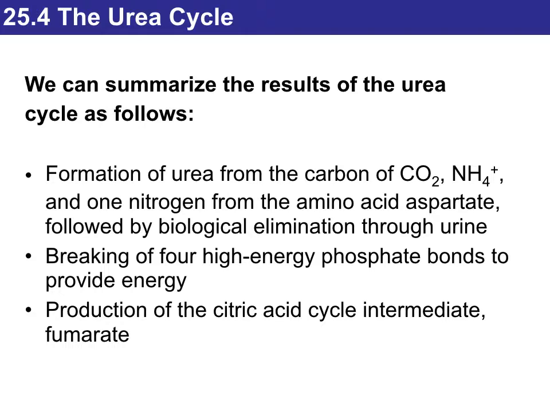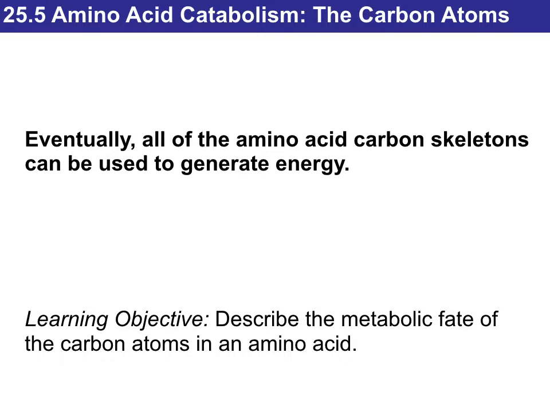Summarizing the result of the urea cycle: formation of urea from the carbon of CO2, carbon dioxide, and the ammonium ion, NH4+, and one nitrogen from the amino acid aspartate, which is then eliminated through urine. Breaking of 4 high energy phosphate bonds provides energy, and the cycle produces citric acid cycle intermediates such as fumarate. Eventually, all of those amino acid carbon skeletons can be used to generate energy.